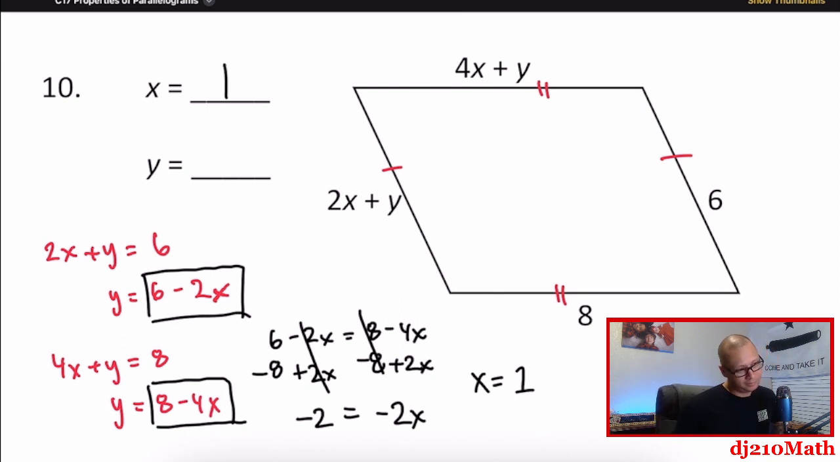Now if I take that x and substitute it into any one of these, it doesn't matter which one. If I let x be 1, 2 times 1 is 2, so 6 minus 2 is 4. Even if you did it on the other side, 4 times 1 is 4, and 8 minus 4 is 4. So y is definitely 4. That one was tricky, but it can be solved when you have two variables on two sides: you isolate one of the variables and then set them equal to each other.